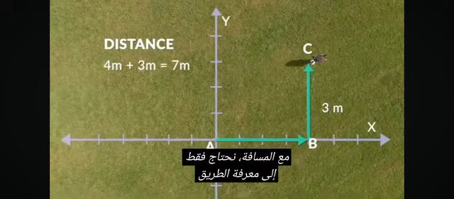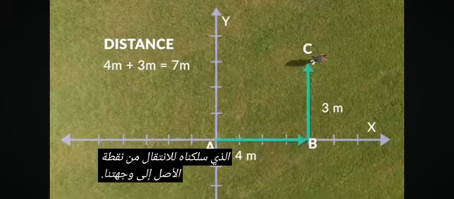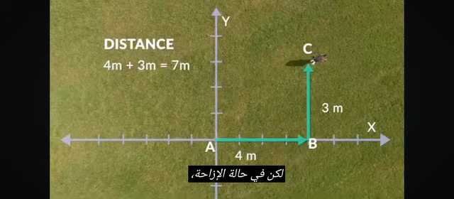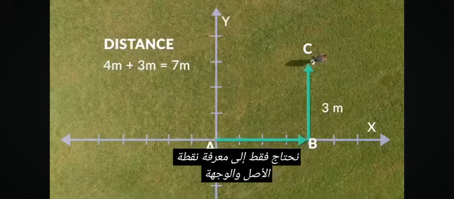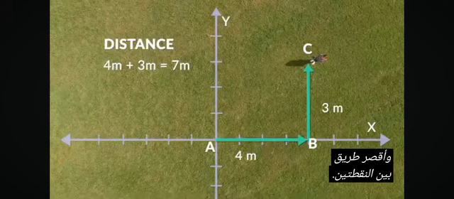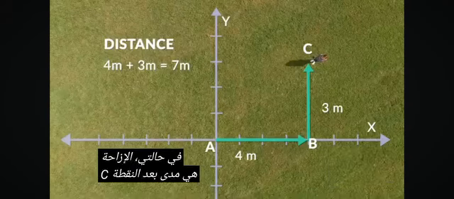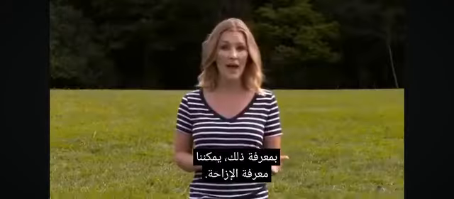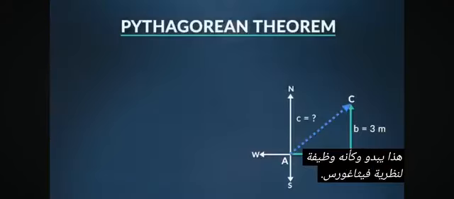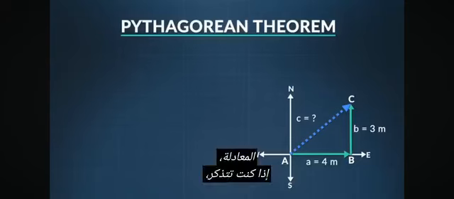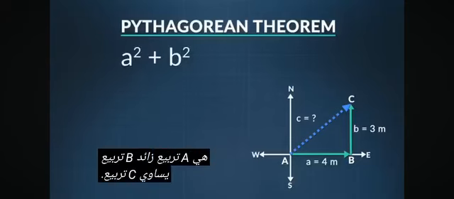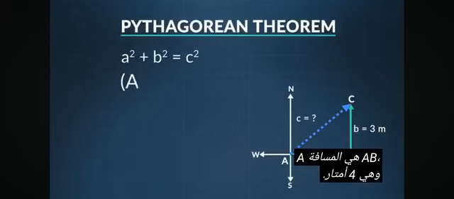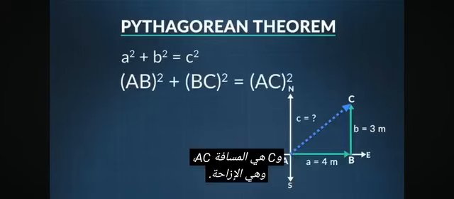With distance, we only need to know the route that we took to go from our origin to our destination. But with displacement, we only need to know the origin and destination and the shortest route between the 2 points. In my case, my displacement is how far point C is from point A if we drew a straight line between them. Knowing that, we can figure out the displacement. This looks like a job for the Pythagorean theorem. The equation, if you remember, is a squared plus b squared equals c squared. A is the distance AB, which is 4 meters. B is the distance BC, which is 3 meters, and C is the distance AC, which is our displacement.